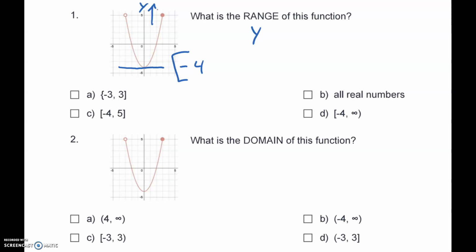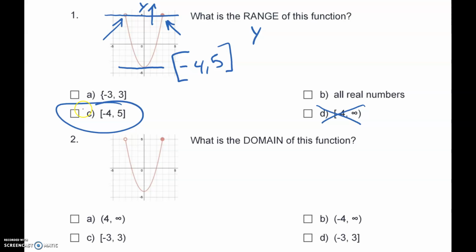So I know it's not D because it doesn't keep on going up forever. It stops, and it stops right here. Now, even though there's an open circle there, there's a closed one there. So the biggest thing y can be is that +5, and it can include that. So the answer is C.